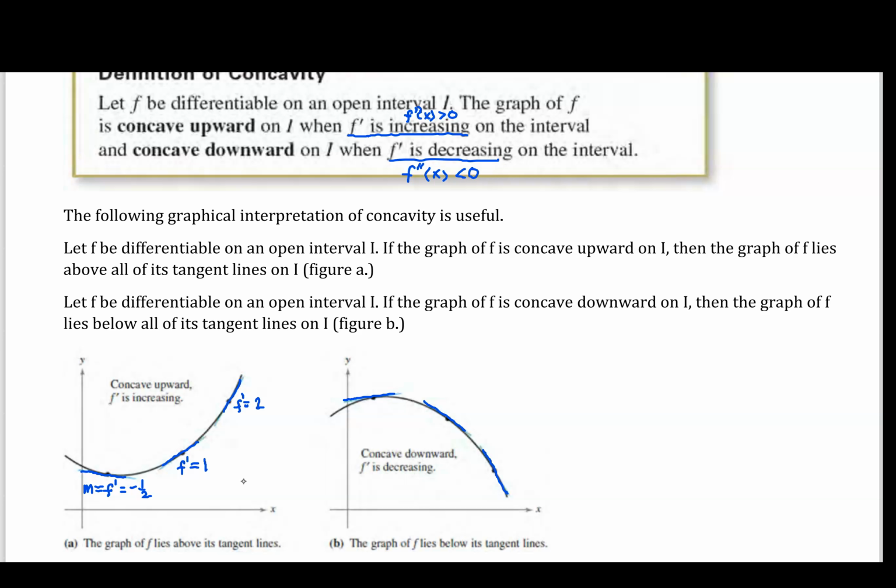So we say that the function f prime, or the slope here, is increasing. We have f prime is increasing because the slope goes from negative 1/2, then to 1, then to 2. As you can see, the values are increasing.